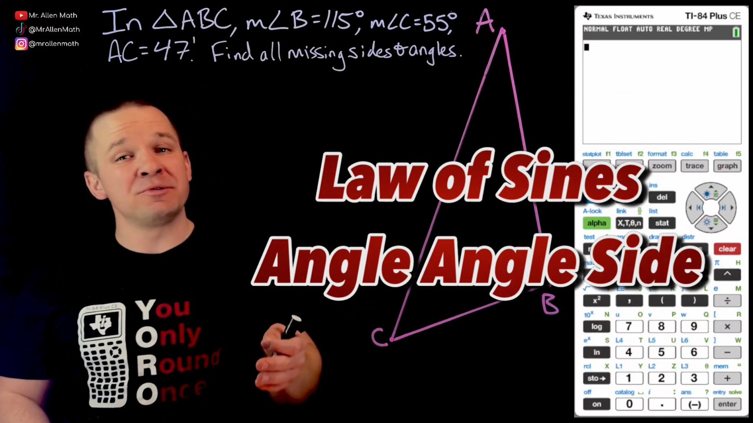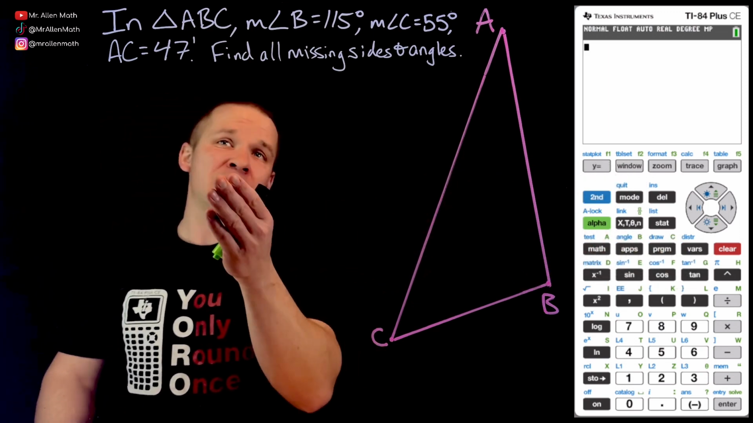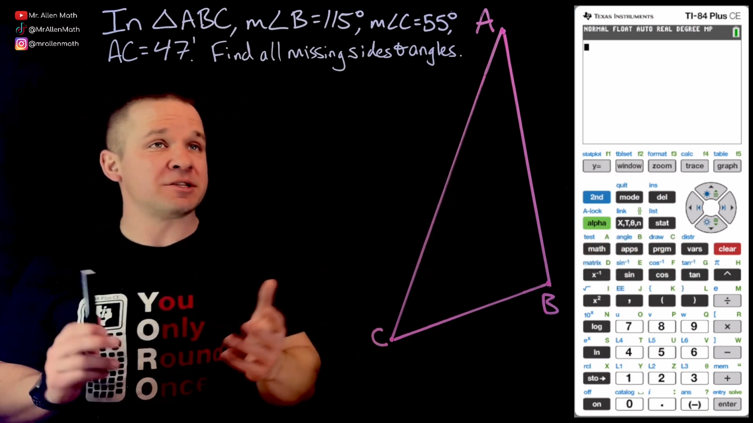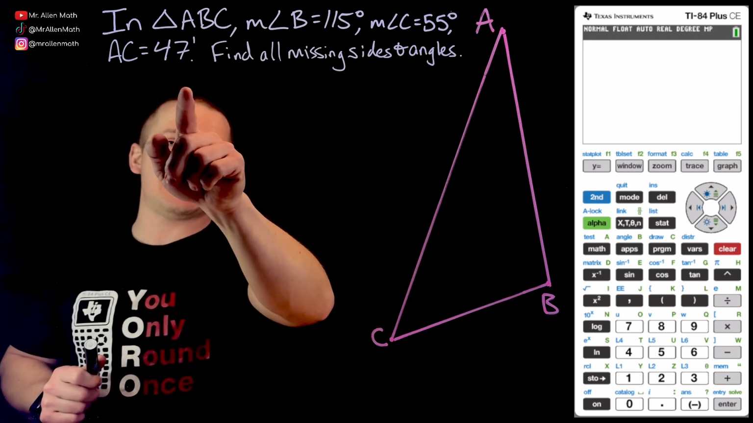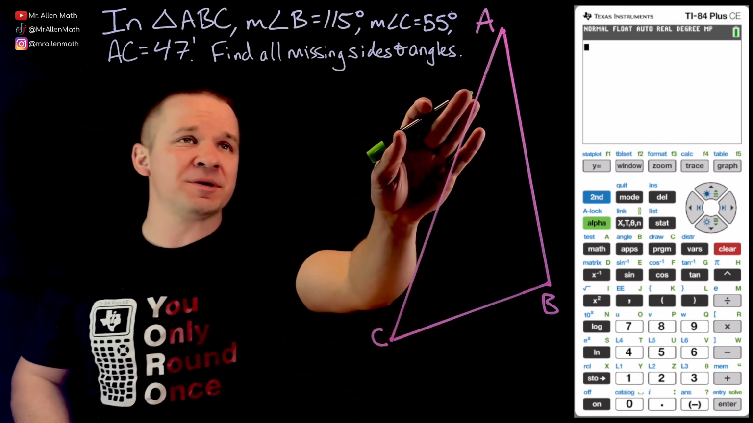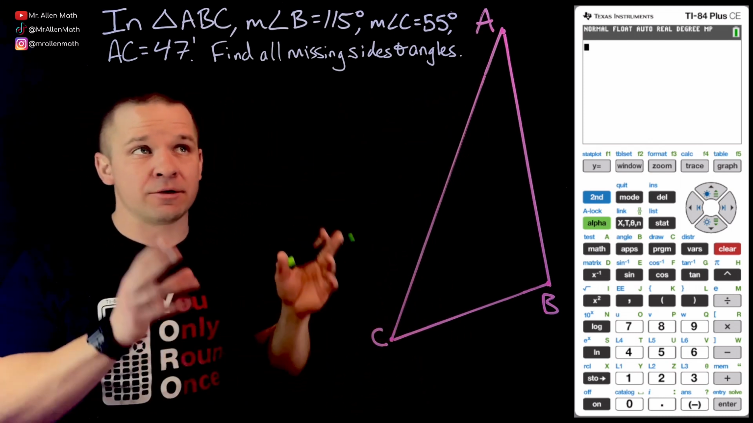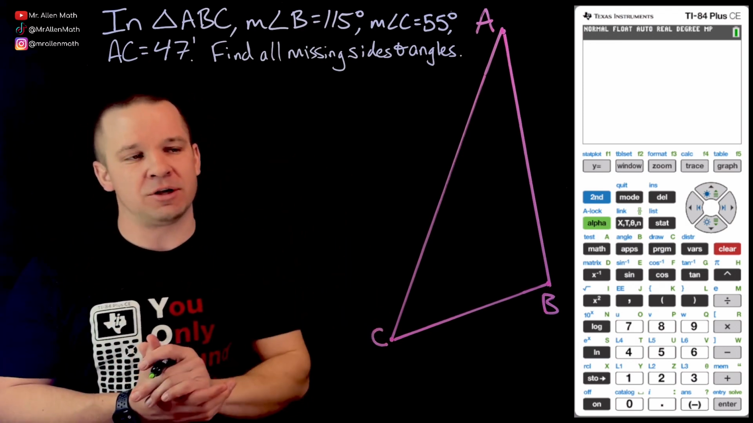In this video, we're going to be using law of sines to solve this triangle ABC. So in triangle ABC, the measure of angle B is 115 degrees, the measure of angle C is 55 degrees, and AC is 47 feet. So let's go ahead and label this thing. We want to find all missing sides and angles. Sometimes they'll just say solve the triangle, and that implies any missing sides or angles. That's what you need to solve for, okay?